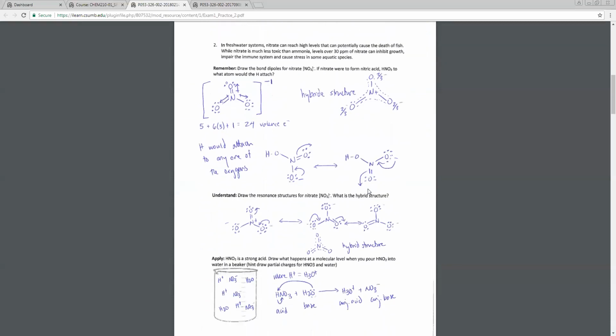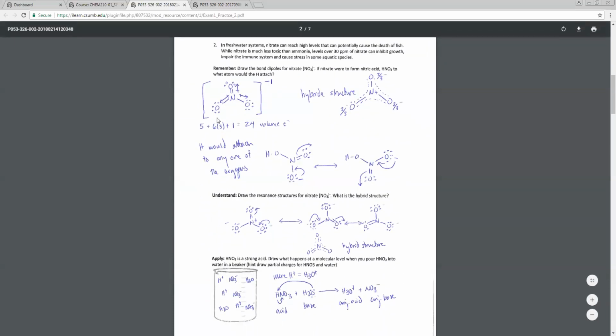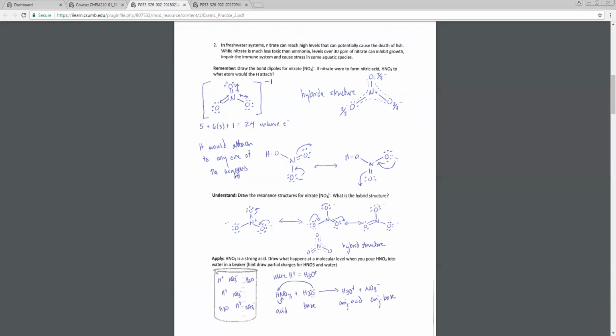If we're thinking about drawing bond dipoles, the first thing we'd have to do is draw our Lewis structure. And then remember that the bond dipole always points towards the more electronegative atom. And so in that case, we would know that the hydrogen would attach to any one of the oxygens. And you could draw resonance structures to show why you could move that negative charge around to your oxygens.